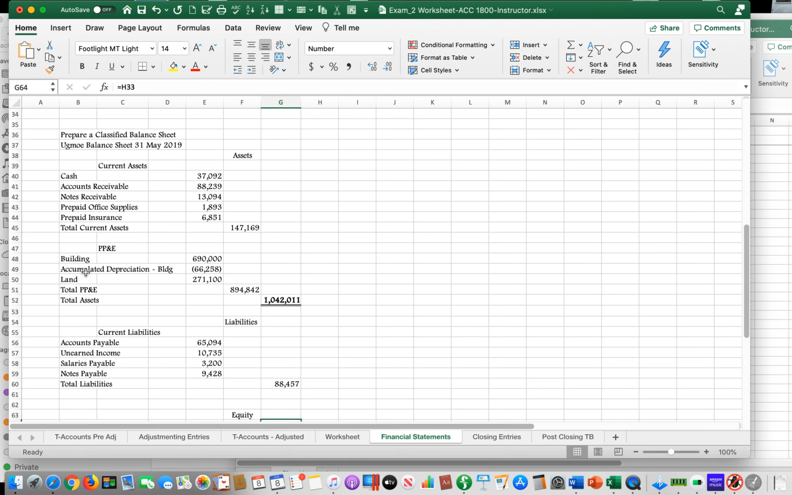Notice there's an accumulated depreciation. It belongs on the balance sheet, and notice it's in parentheses. That means that you take the building, $690,000, and subtract what depreciation has been accumulated already. And you add land, and you're going to get the total of $894,842. And so your PP&E plus your total current assets equals $1,042,011.